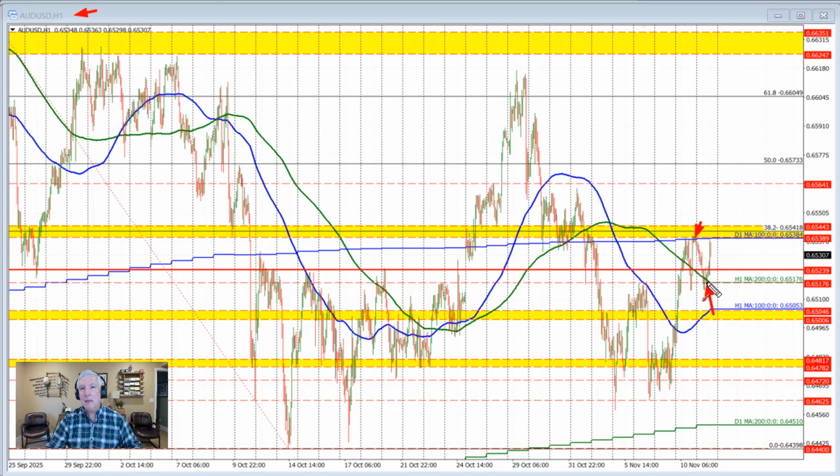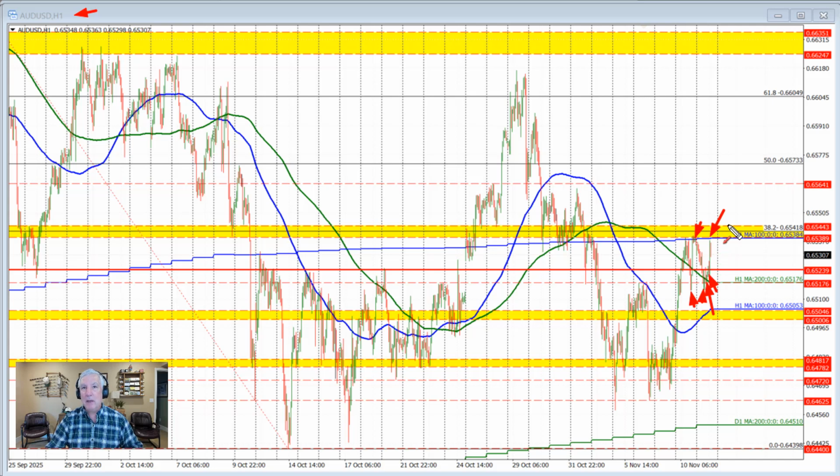That move to the downside got below the 200-hour moving average, which should have sent the price lower, but when we couldn't get below this low right here, the buyers returned, and ultimately the buyers started to push the price more to the upside the last hour or so. I see a rotation back to the upside with that 100-day moving average still looming ahead at 0.65384.